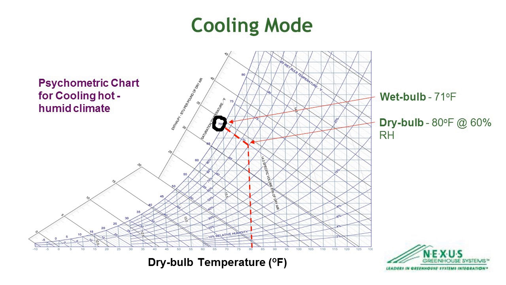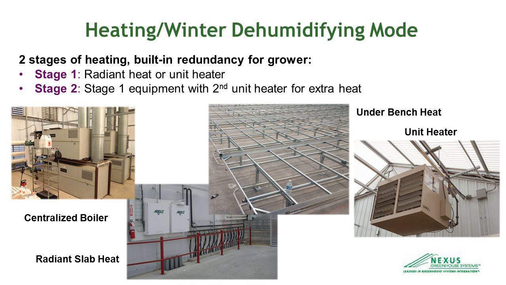So next I'd like to move on to heating in the winter as well as dehumidification. Typically speaking, a greenhouse is built with 2 different stages of heating. So you have some built-in redundancy inside the greenhouse in case one unit heater should fail or one mode of heating should fail, which is rare, but still you want to ensure your crop.